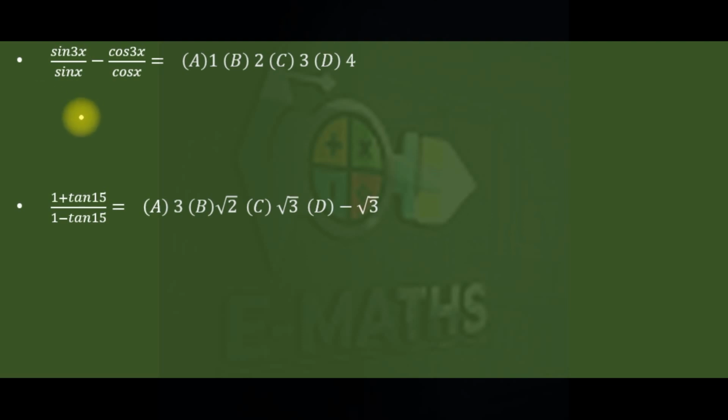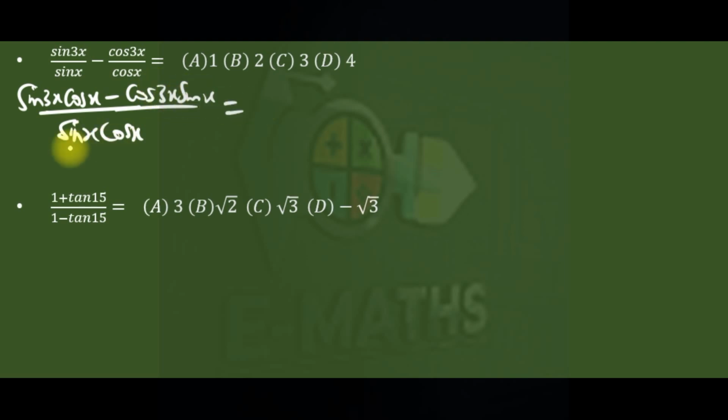So the first thing is to find their LCM. The LCM of this and this is sine x cos x. So in this, I have sine 3x cos x minus cos 3x sine x, which from our addition formula, the sine addition and subtraction formula, is sine 3x minus x, over sine x cos x.